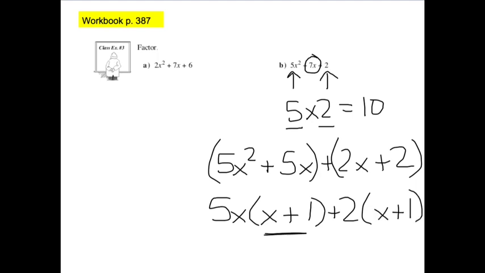Now you've got something in common here. It's that x plus 1. Take that out. Now you've got x plus 1. And you're going to have everything left over in the brackets. And that's going to be the 5x and the 2. 5x plus 2.